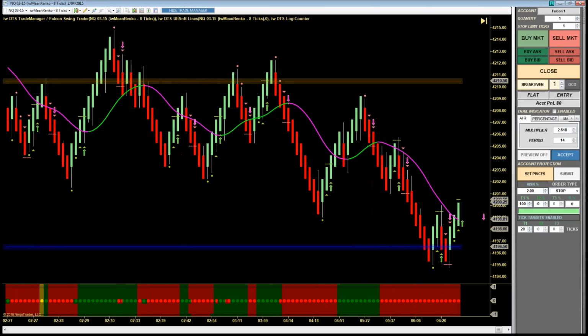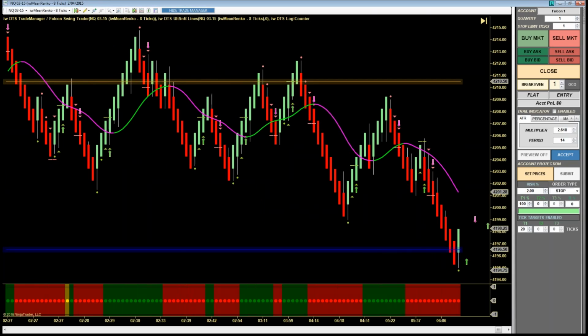Oh, here's actually a trend change signal to the downside. Notice the trend line changes color. Here's the first signal that's in sync. And we have a very nice little progression to the downside. So this is the Falcon swing trader.